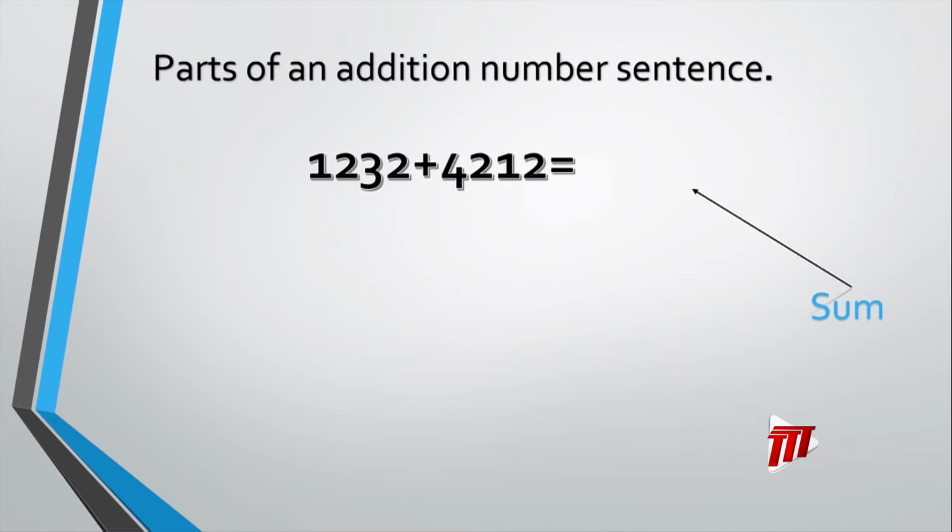1,232 add 4,212. Good? So in this particular number sentence, let's break apart the different parts of it here now. So we have our first part, which is the first number that we have, which is called an addend. So we have one addend here, and we have one on the other side.